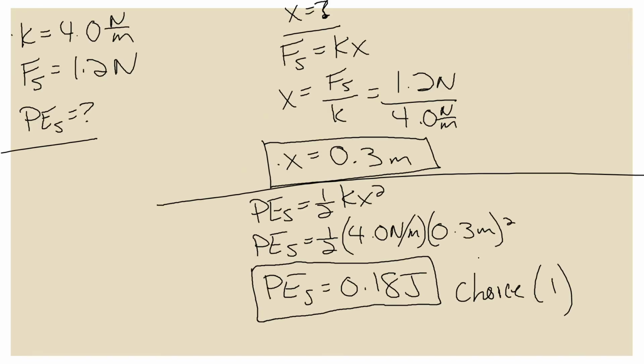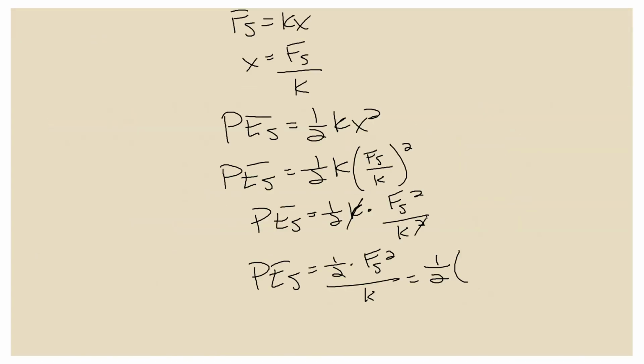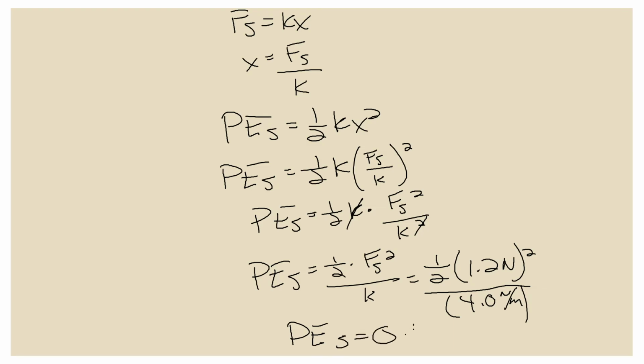And notice that means here you can do 1/2 times the spring force. Remember, the spring force is 1.2, the K is 4. So we could say 1/2 of 1.2 newtons squared over 4 newtons per meter. And when you do that math, 1.2 squared times 1/2 divided by 4, what do you know? You get 0.18 joules. And so both of those methods are identical in terms of the answer they will give you. The only difference, of course, is that substitution trick, which basically saves you a step.